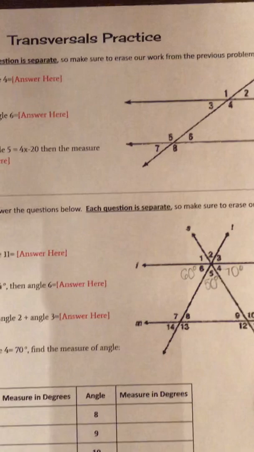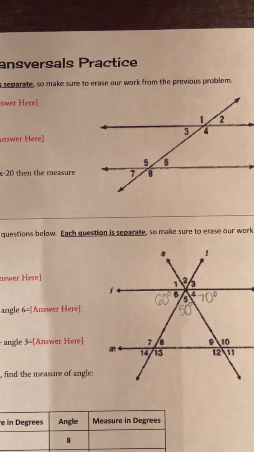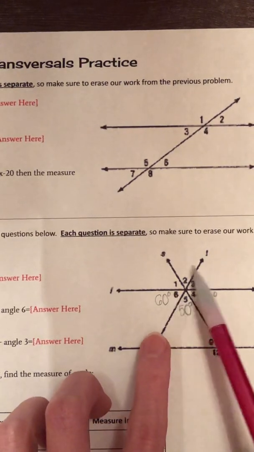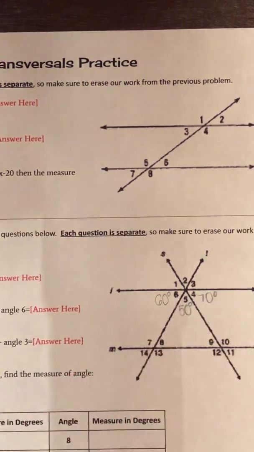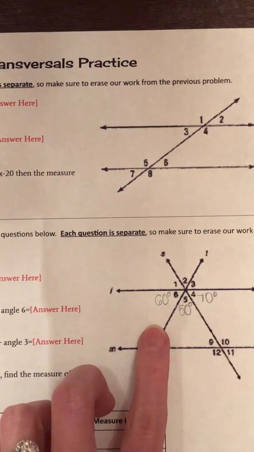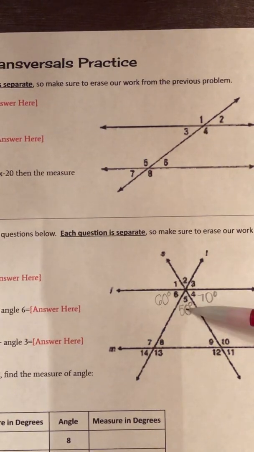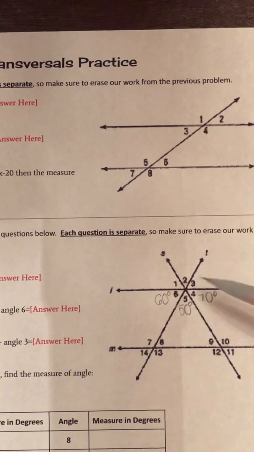Now, from here, the next angle, well, pause, let me go back. I'm not going to give you help on these because I think you can figure out 1, 2, and 3 on your own. 6 and 3 are vertical angles, so that will tell you something about those. 1 and 4 are vertical angles, and then 2 and 5 are vertical angles. So you should be able to figure out those 3 pretty easily.